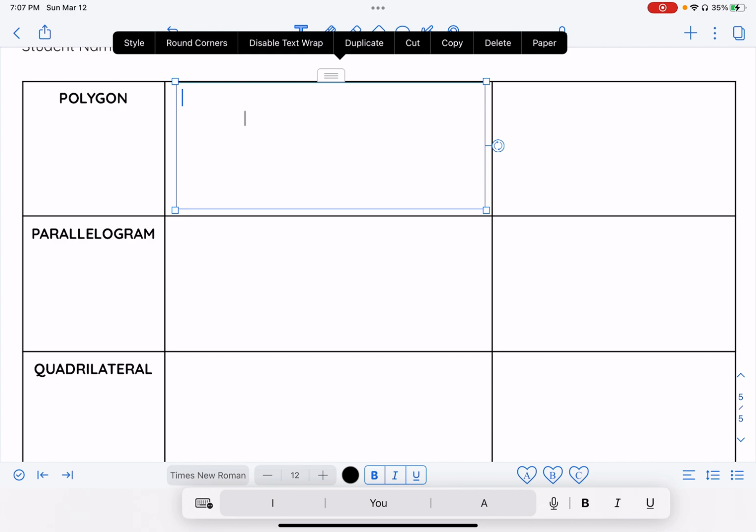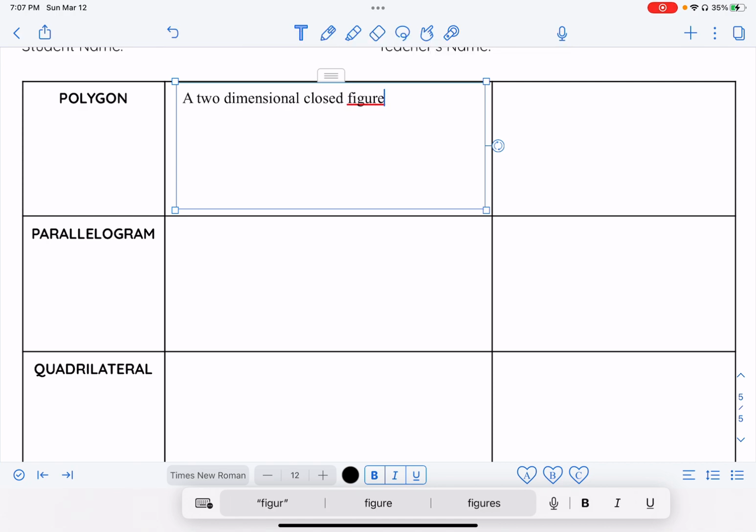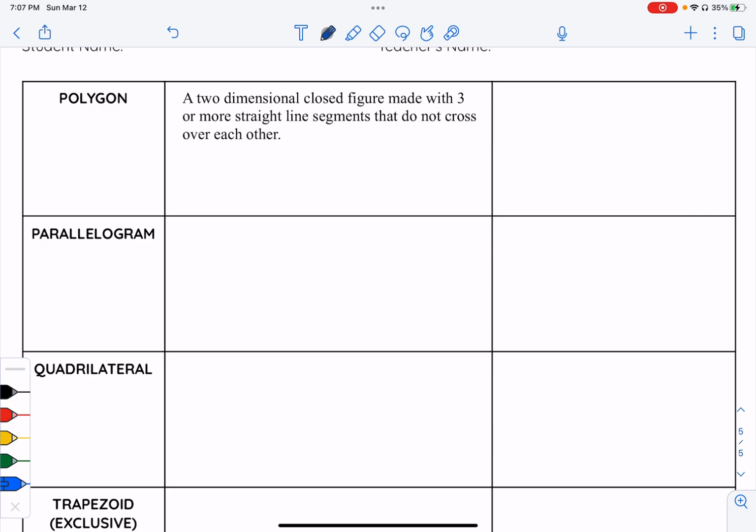Okay, the definition of polygon is a two-dimensional closed figure made with three or more straight line segments that do not cross over each other. Again, that is a two-dimensional closed figure made with three or more line segments that do not cross over each other. So that is anything from a triangle to a square.